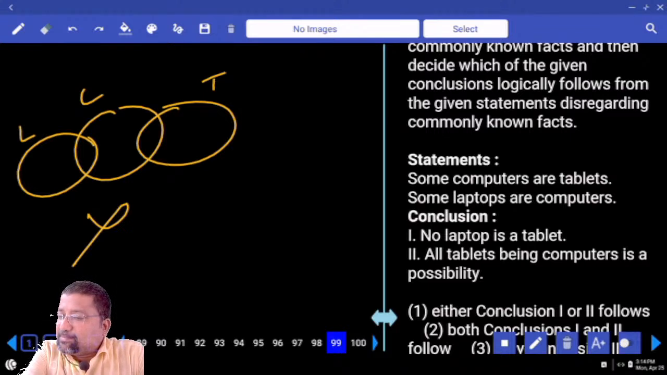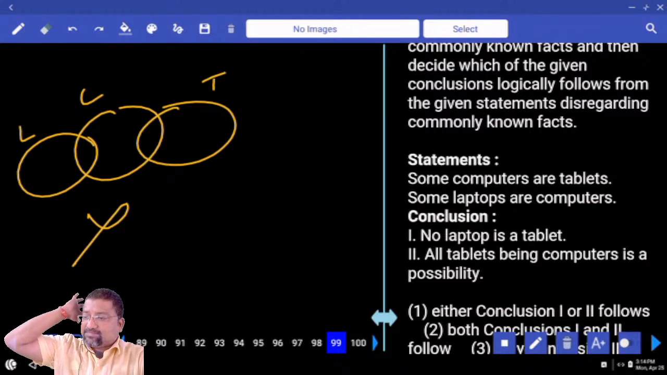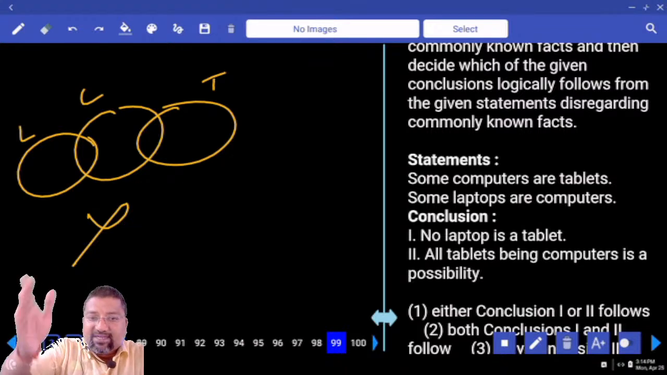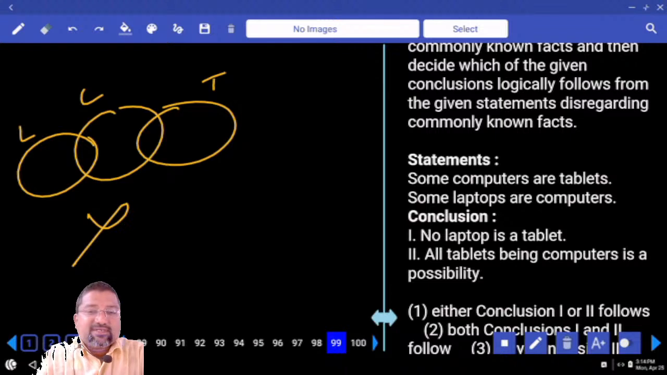All tablets being computers is a possibility. Can I take all the tablets inside computers? Because computer and tablet are friends. There is no negative relationship between them. So if there is positive relation between any two persons, anything is possible. Right or wrong? Right.